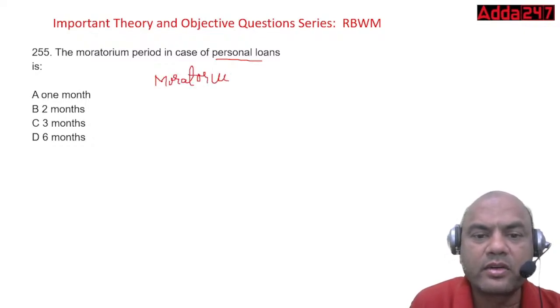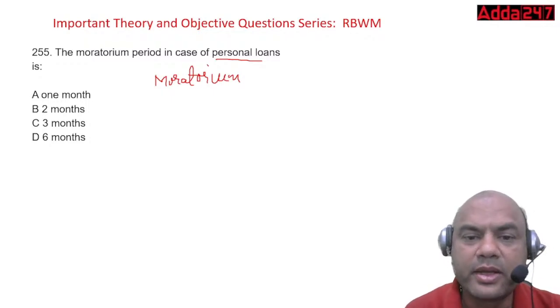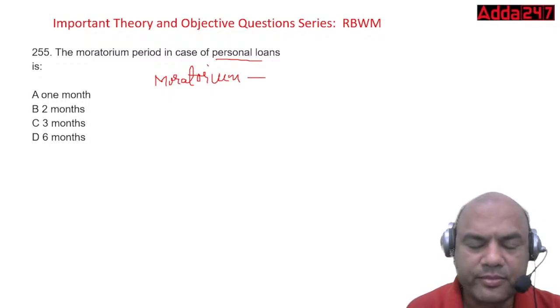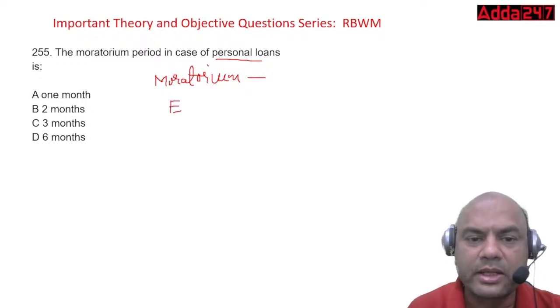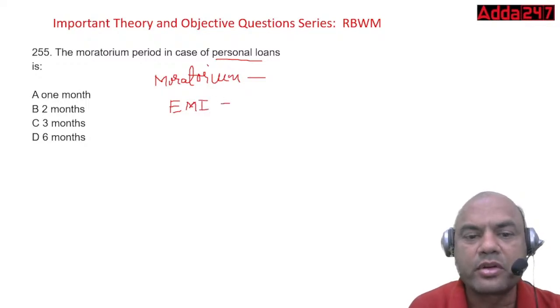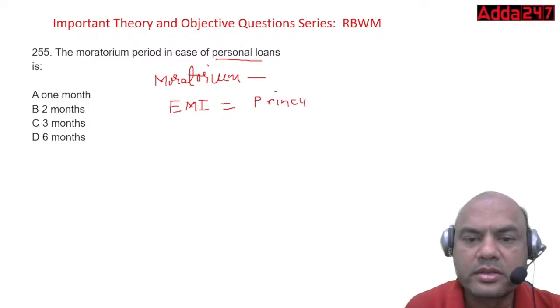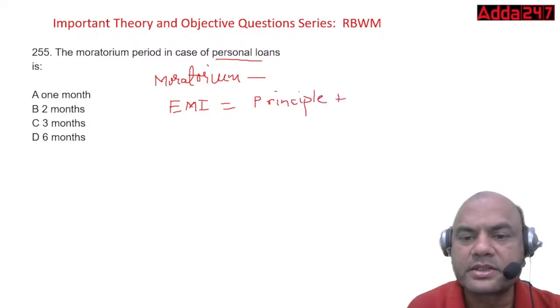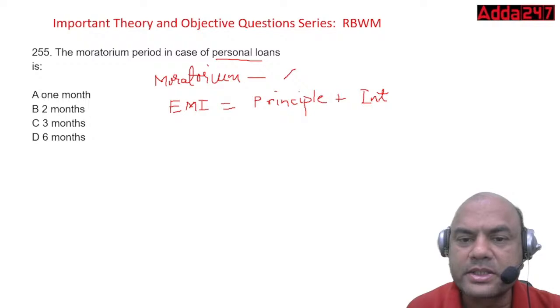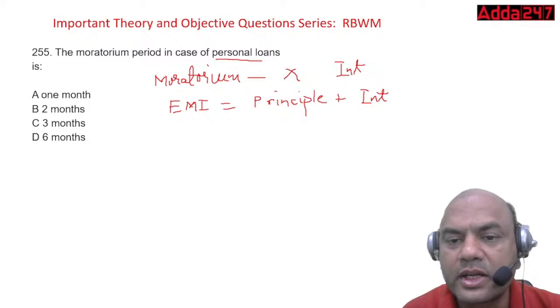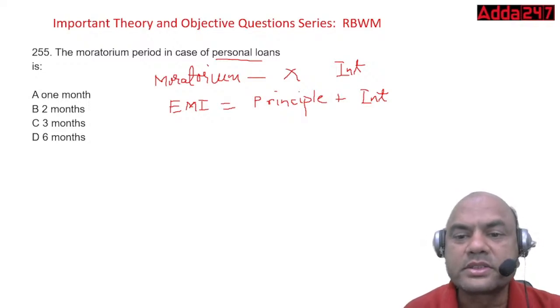again, I have taken it earlier also. In general loans, what do we pay? The general EMI. Let me clarify in mathematical format. EMI means principal plus interest. In this moratorium, we don't have the principal, we have only interest. During this moratorium period, the customer pays only interest. Some banks call it pre-EMI.